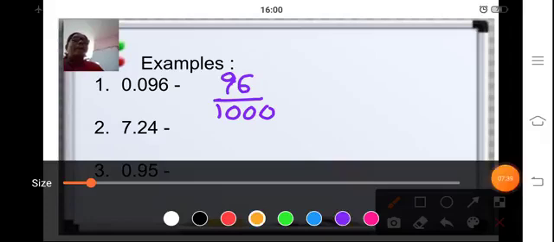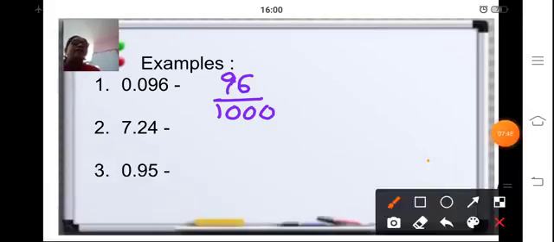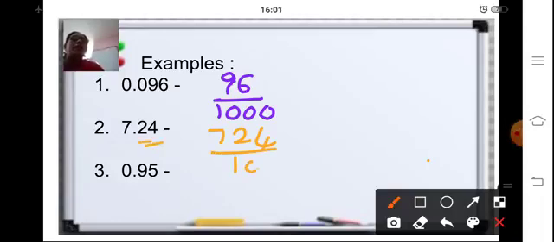Now the second sum, that is 7.24. So write the number as it is. Seven, 2 and then 4. Now here after the point it is 2 places, 2 and 4. So your denominator will be 100.